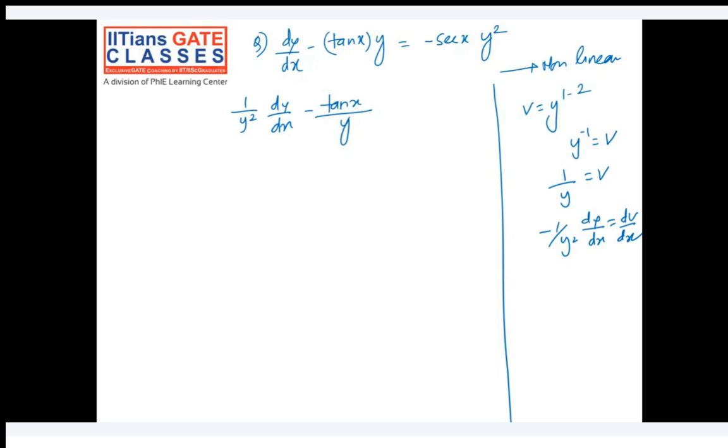So you can clearly see minus 1 upon y square dy by dx equal to dv by dx, so basically I can write it as minus dv by dx. Okay. Minus tan of x as it is, 1 upon y we are writing as v, equal to minus sec x. So if I multiply with a minus, I'll get dv by dx plus tan x v equal to sec x. Very clear. Okay. So this is now a linear equation in terms of v and x, where v is the dependent variable and x is the independent variable. So the solution is v into integrating factor is equal to integration of q into integrating factor. So what is the integrating factor here? E to the power integration of tan x dx.